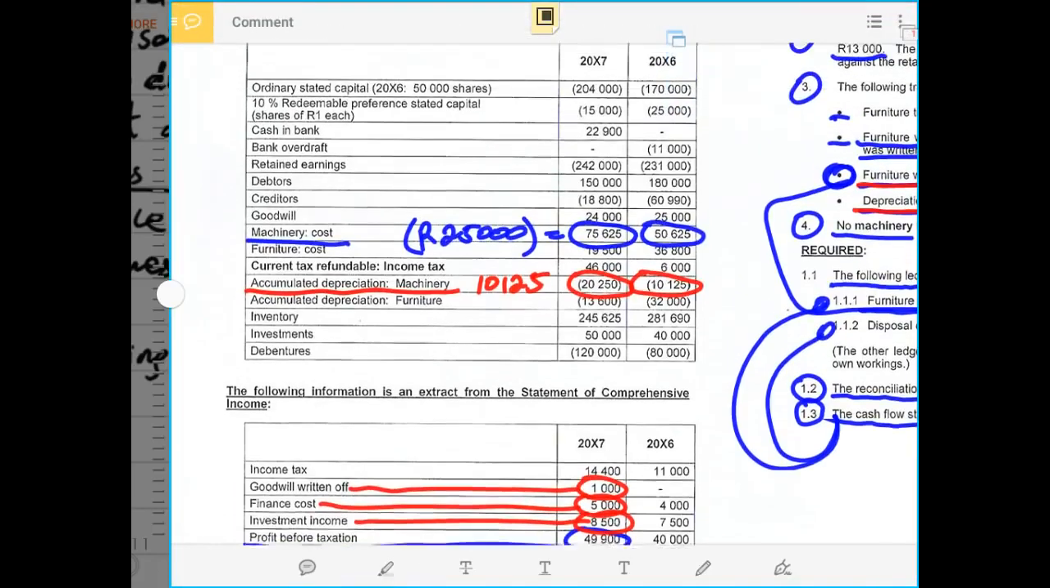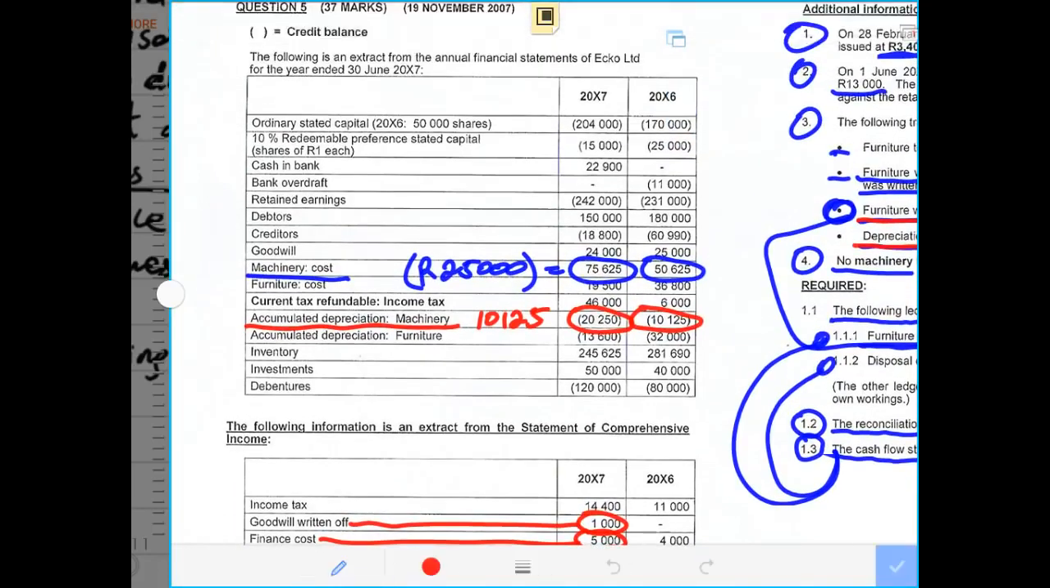Our inventory will be found in the statement of financial position. And that inventory, we can see that inventory in the year 2006, it was 281,690, and in the year 2007, it is 245,625. And this is a decrease in inventory.